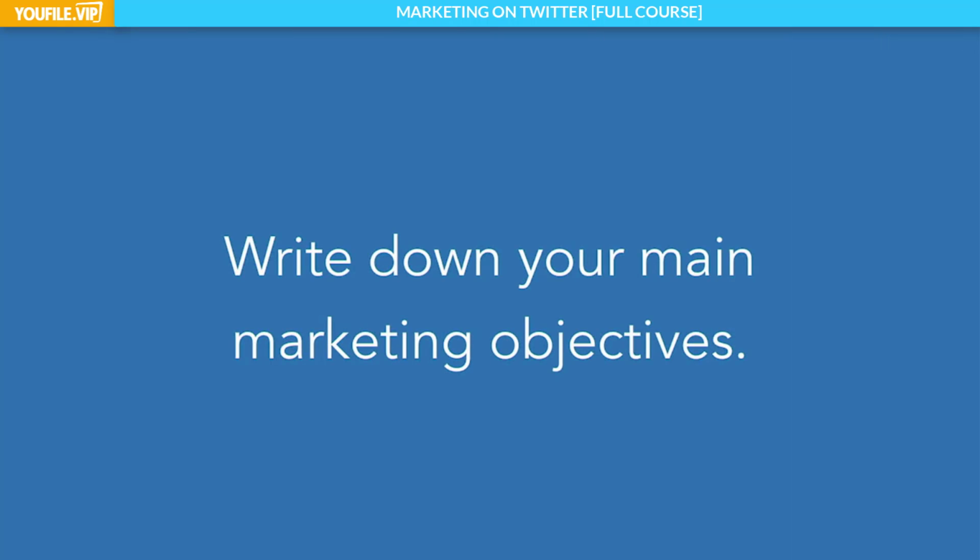I really want you to write down what your main marketing objective, or objectives plural, are on Twitter if you do have more than one. So take a few minutes to brainstorm what these objectives could be and decide if you'll be measuring these results by looking at things like engagement, traffic, or conversions. So you're going to be really clear on what your objective is and how you're going to get there.